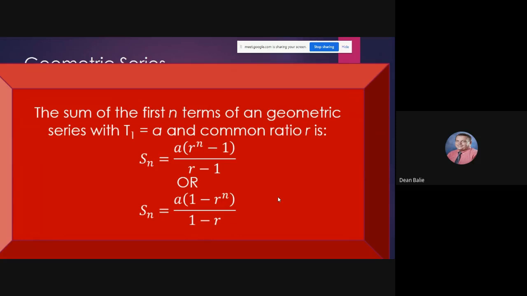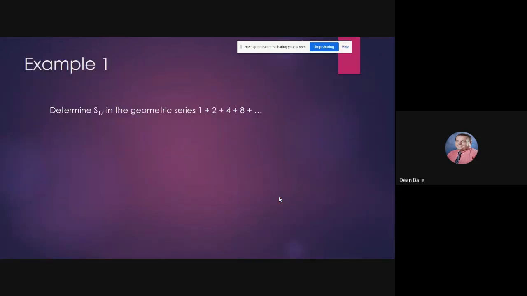But again, you're going to be putting it into your calculator, and so it's not really that important which one you use. Okay. Right. So there are, as I said, some restrictions there. R can't be 0 and R can't be 1 either. Okay, so example 1. Let's have a look at how we're going to use this in an example.